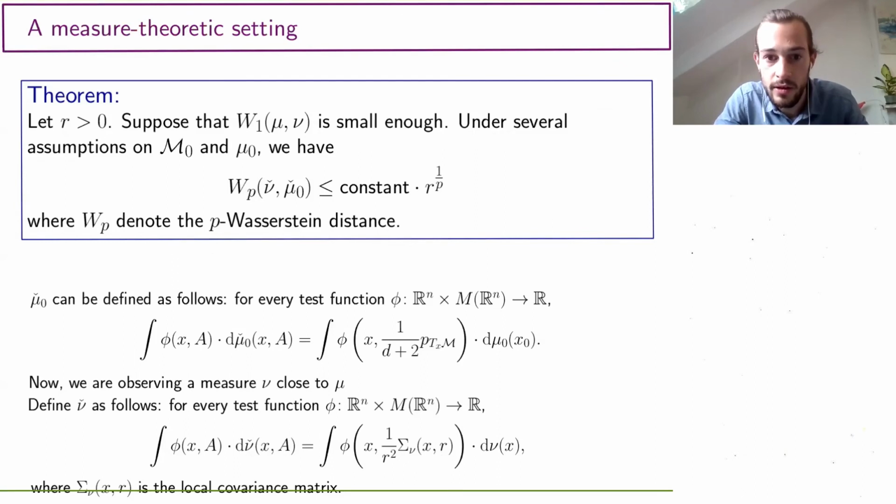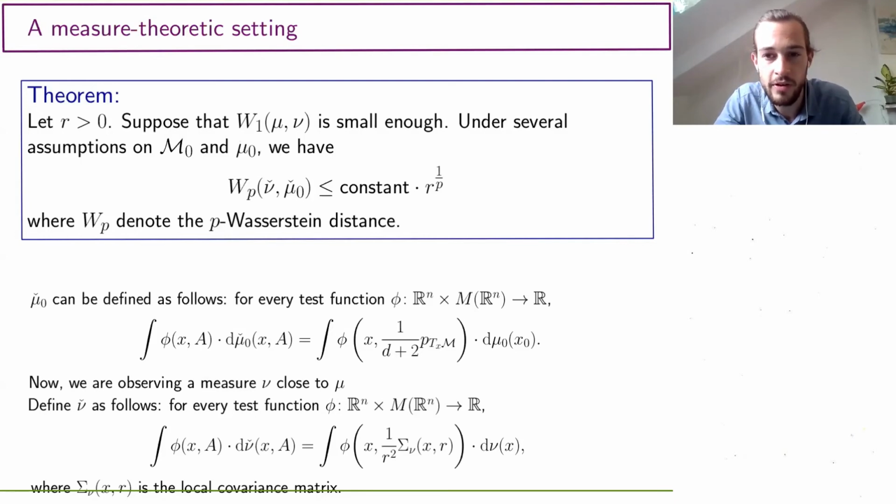So yeah, we have a theorem which tells you that nu check is a good estimator of mu0 check in Wasserstein distance. So we need the parameter R to compute local covariance matrices. And we suppose that the initial Wasserstein distance between the measures is small in the Euclidean space.